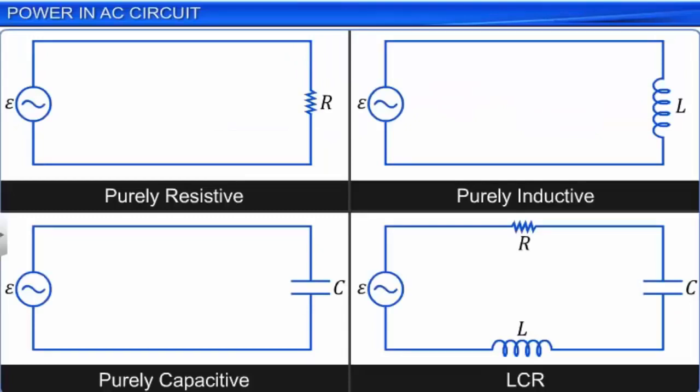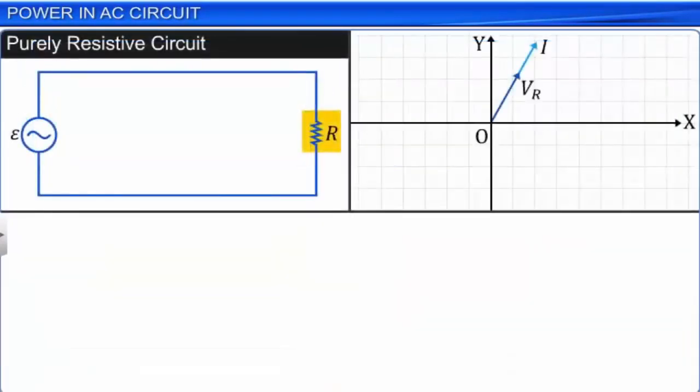Let us observe the variation in the power dissipation across various AC circuits based on variation in the power factor. If a circuit has only a resistor, it is called a purely resistive circuit. In this case, since the phase difference between the AC voltage across the resistor VR and the current I is 0, that is, the value of cos phi is 1, it implies that the power factor is maximum or unity. Hence, power dissipation is the highest in a purely resistive circuit.